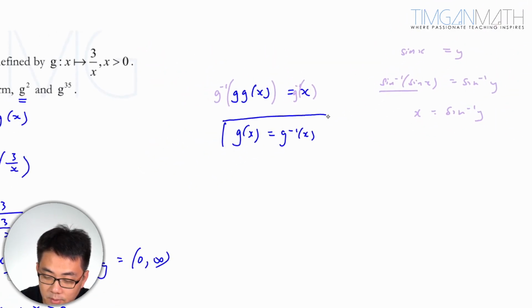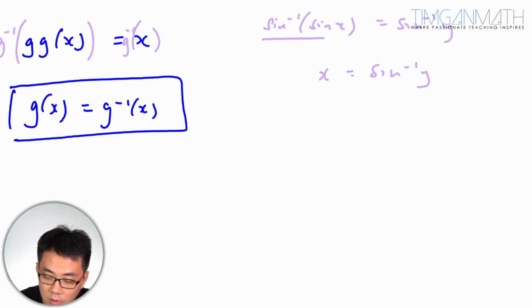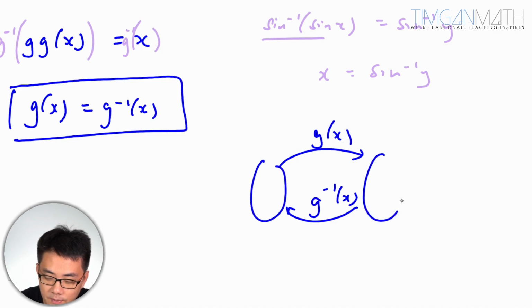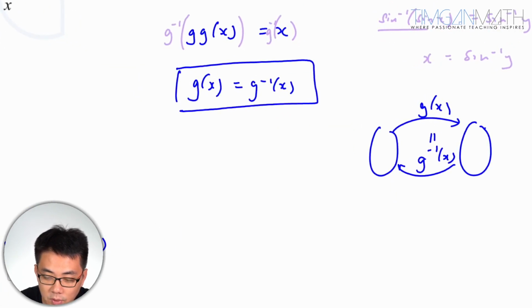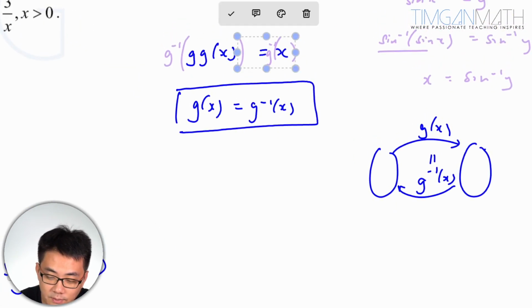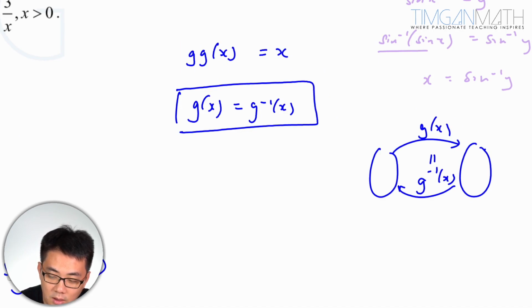This is important. When you see this, it means it's self-inverse. It means if you move forward, it is the same function, and if you move backward, it is the same function. They are the same. So you have a very interesting thing that you can do. If these two are the same, then g squared x equals to x, which is what we have just now.